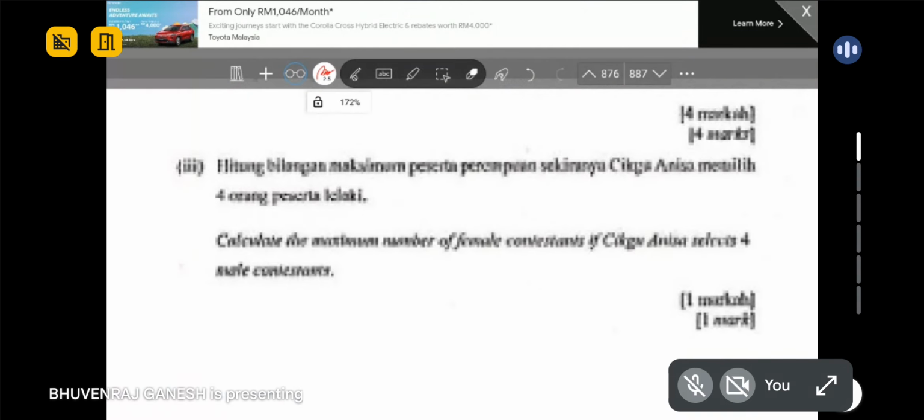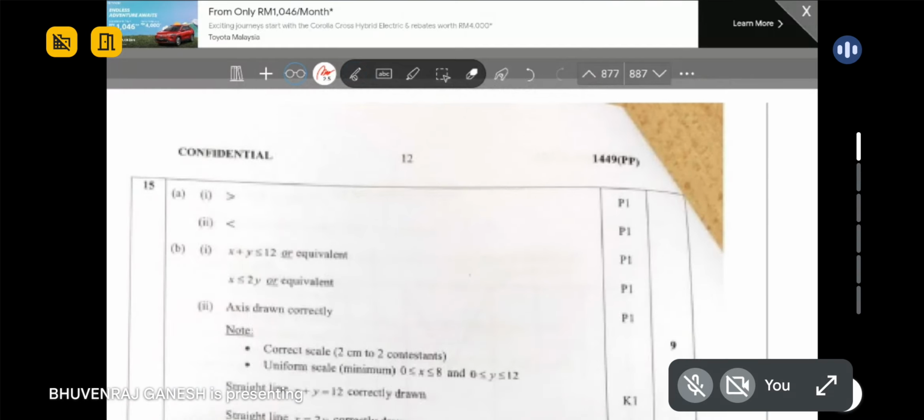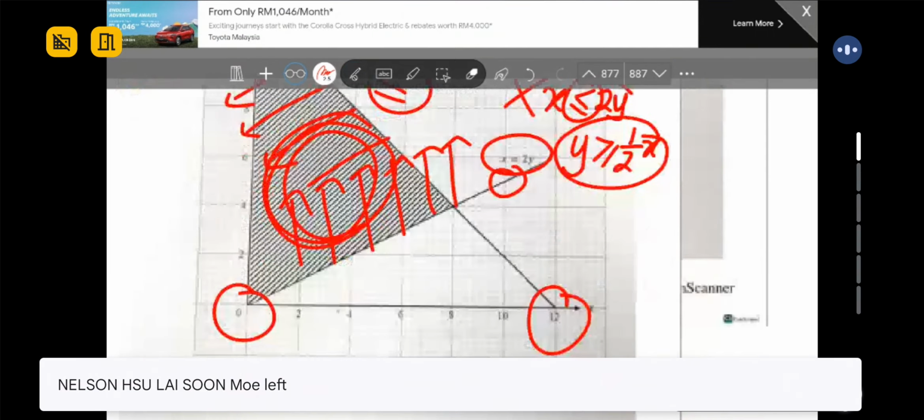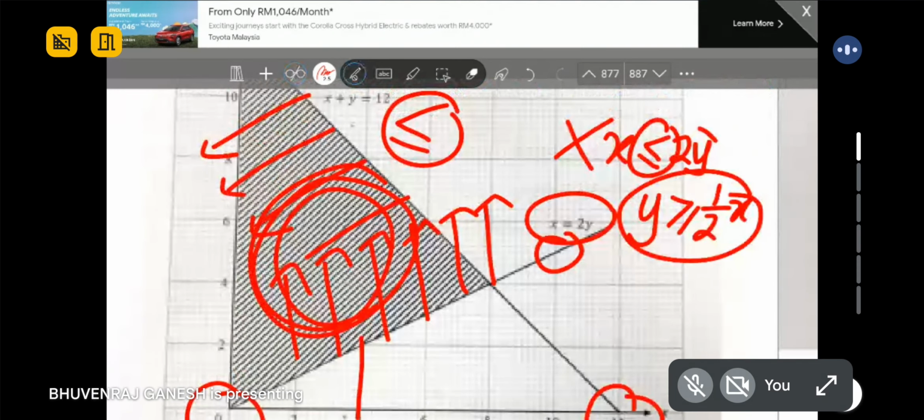Graph. Okay, next one. They ask you to calculate the maximum number of female. So female is Y, perempuan. And they say got 4 male, 4 lelaki. So X is equal to 4. So you guys just draw a line, X equal to 4.